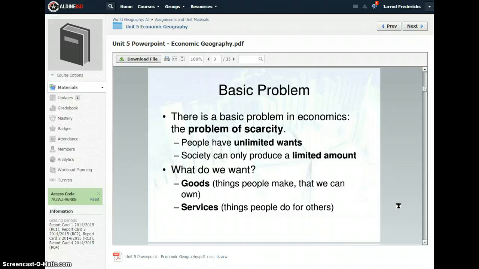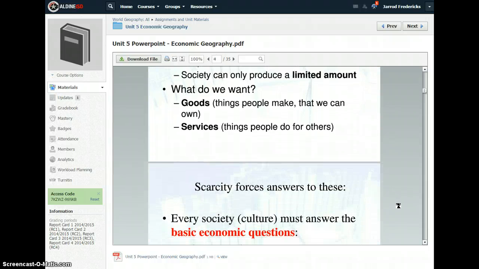There's a basic problem in economics, the problem of scarcity. Scarcity, or something being scarce, means difficult to get. People have unlimited wants, but society can only produce a limited amount of things for those wants. What do we want? We want goods, or the objects that we make, that we can own, and services, which are the things people do for others, the actions you take that help another.